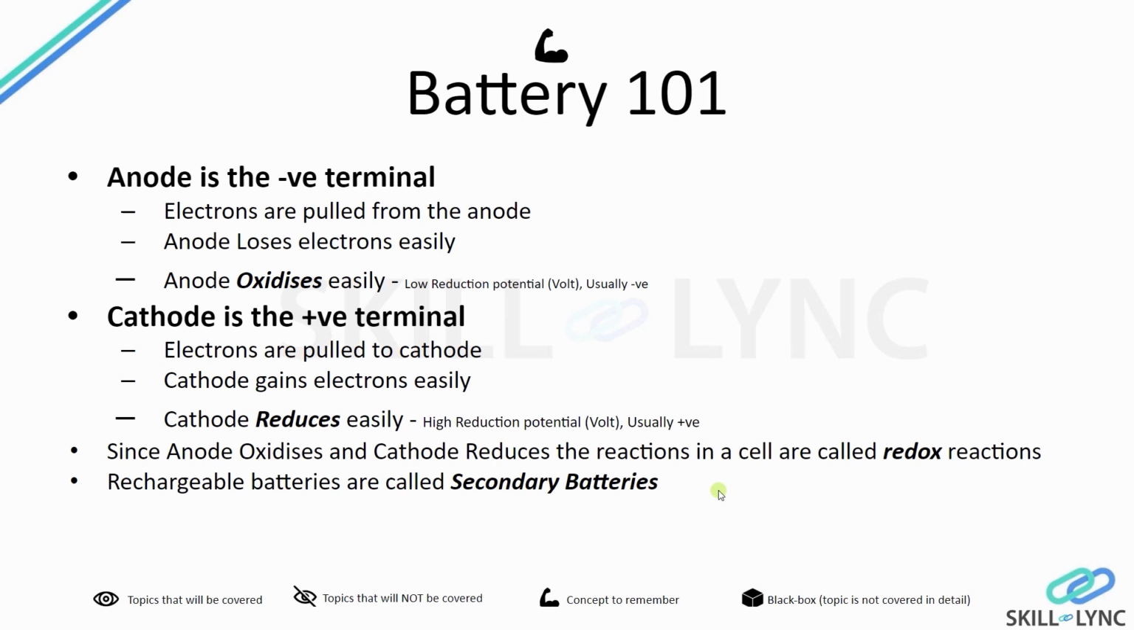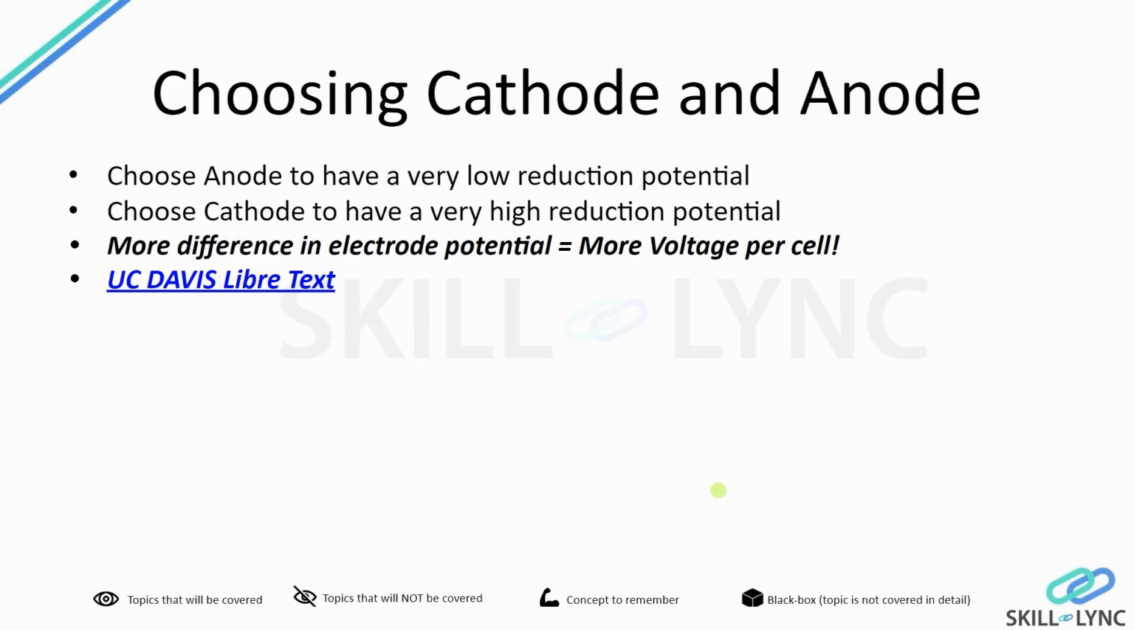Reduction and oxidation reactions. And the other thing that is very important is that for automotive applications, you would prefer a battery that can be charged. Any battery that can be charged again is what you would call a secondary battery. So choosing cathode and anode, as I mentioned before, you need to make sure that between the cathode and anode, there has to be a very good difference in reduction potential.